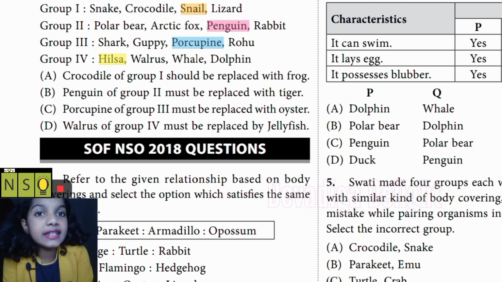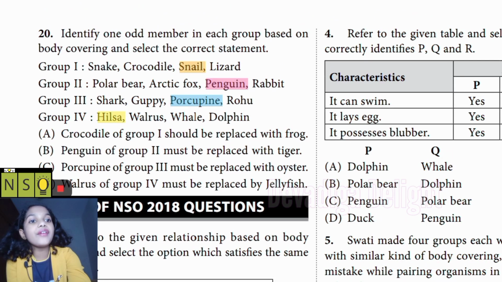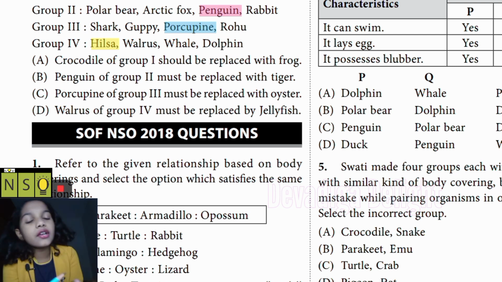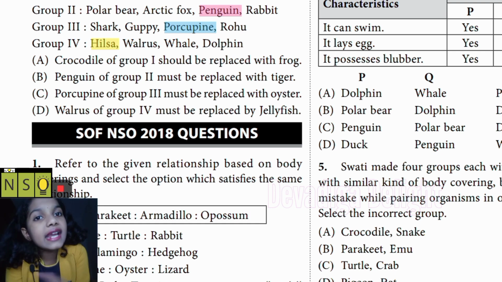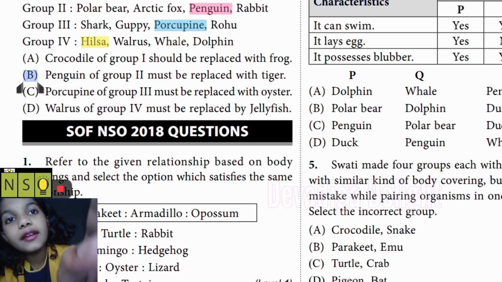Now, but let's see C and D. Porcupine of group 3 must be replaced by oyster. And you might get confused, but an oyster is an aquatic animal, but they are asking about body covering, making C not the right answer. And D is walrus of group 4 must be replaced by a jellyfish. So walrus is not the odd one out here, making it not the correct answer. So A, C and D are not the correct answer, but B is the right answer. Let's highlight it.